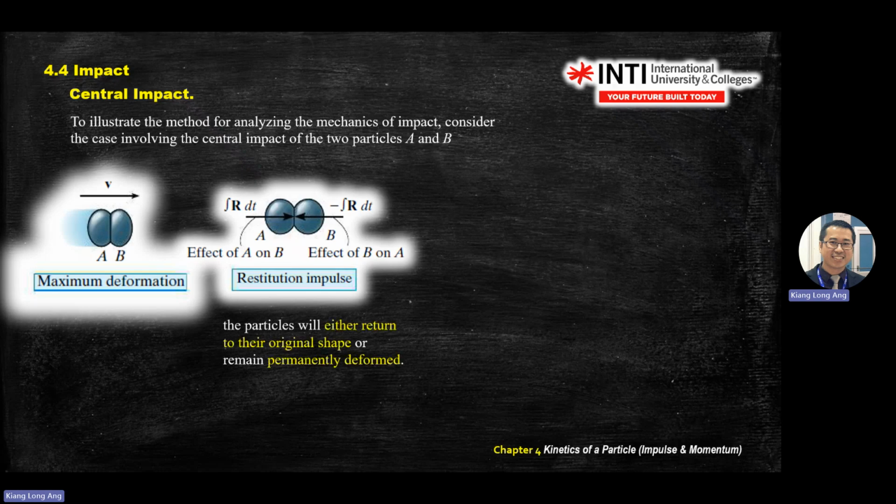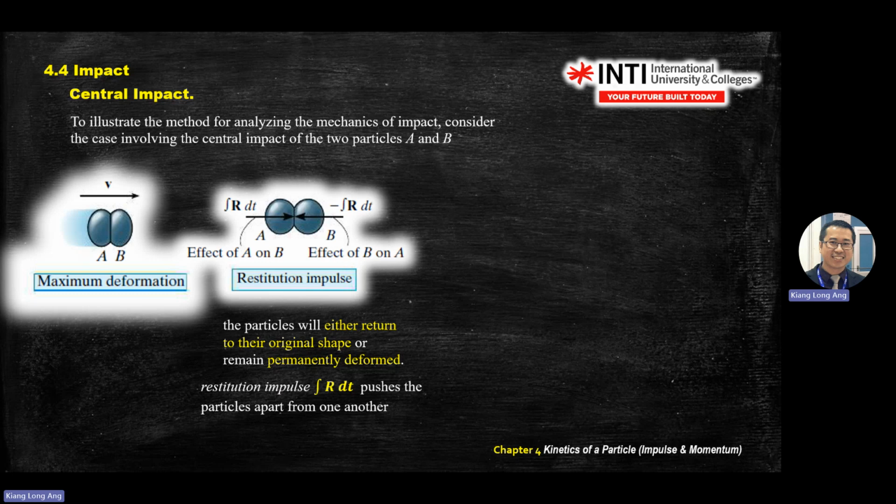Okay, so at this stage, restitution impulse, there are two scenarios. Either it goes back to its original shape or it permanently deforms. Like a car crash, it will not go back to its original form with current technologies. There's no self-healing mechanism yet on current cars, so it cannot go back. But for a snooker ball, yes, it will not deform, so it will go back to its original shape.